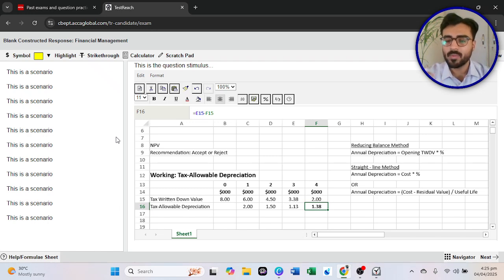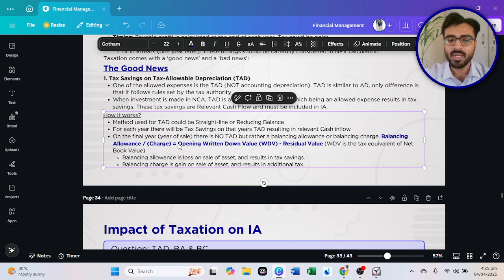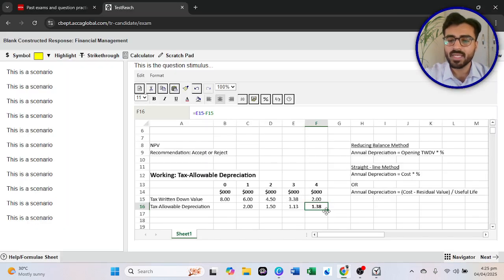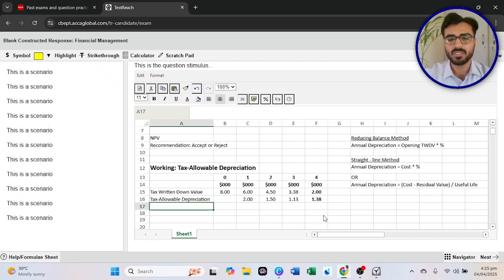Why is it a balancing allowance and not a balancing charge? Because if you use this formula and the answer comes as a positive figure, then it is a balancing allowance, and if the answer comes as a negative figure, then it is a balancing charge. So if this 1.38 had been a negative figure, we would have said that this is a balancing charge. So 1.38 is not tax allowable depreciation, but rather it is a balancing allowance. So just remember that in the final year the tax written down value is equal to the residual value, and the allowance is equal to the opening net book value 3.38 minus the residual value. You are always going to do your calculation like this, so it becomes very easy.